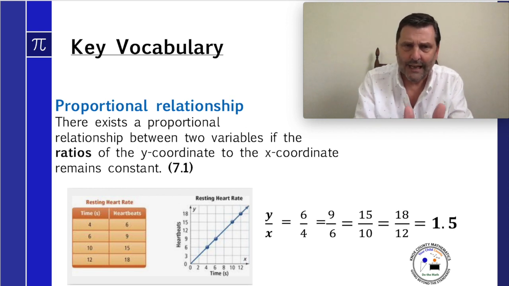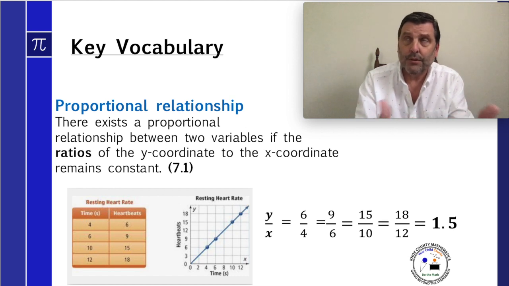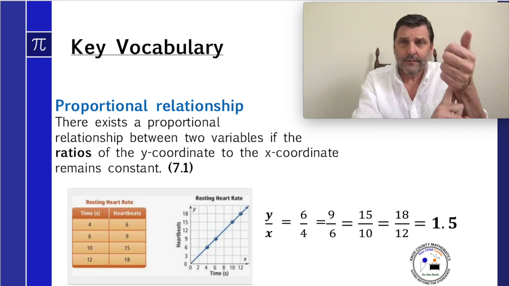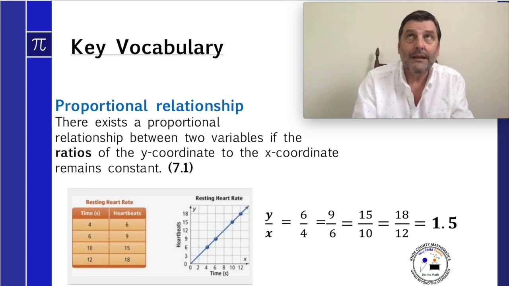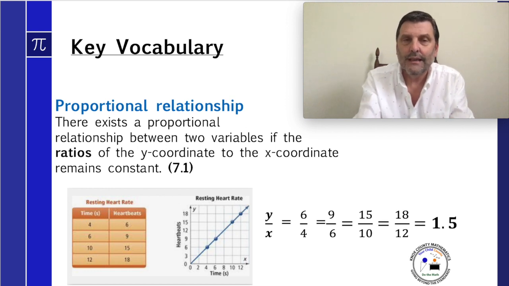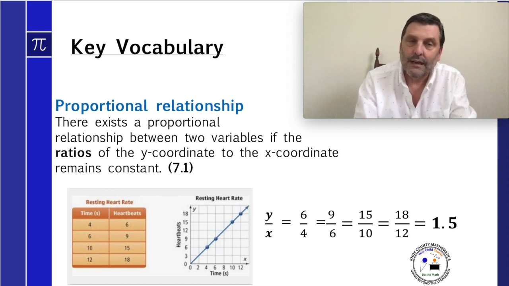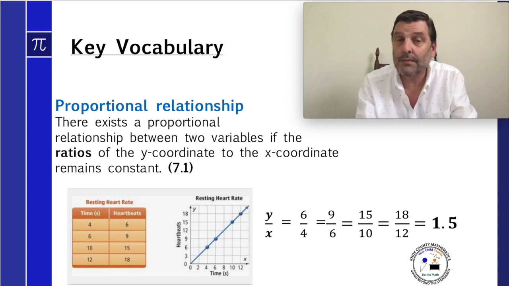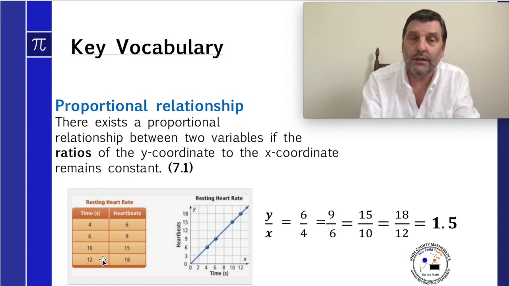We've got time in seconds and your heartbeat. If you were to put your fingers on your pulse, on your neck, and try to figure your heartbeats, you ask yourself, how many times does my heart beat every second? We've got a chart here. In this example, someone had 6 heartbeats in 4 seconds, 9 heartbeats in 6 seconds, 15 heartbeats in 10 seconds, and then 18 heartbeats in 12 seconds.